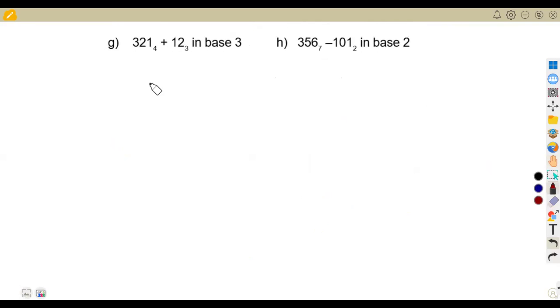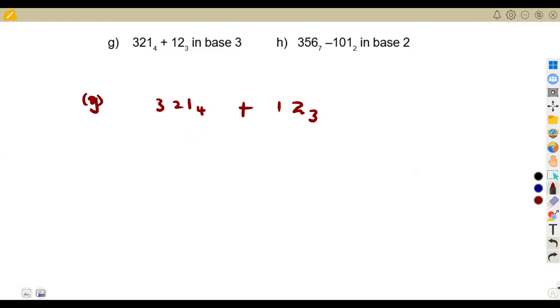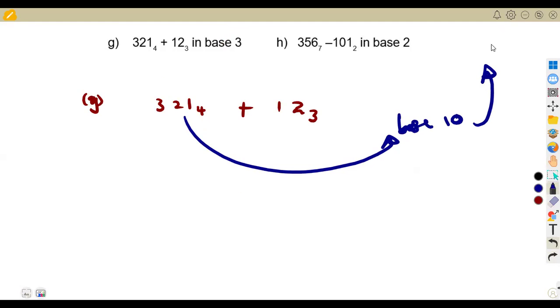All right, let's see. This is what I'm trying to say on this one. 321 base of 4 plus 12 in base of 3. Remember, in order for you to convert this to be in base of 3, because the answer is needed in base of 3, we pass through base 10. We have to pass through base 10 first. Then we convert to base 3. Remember, those are the steps.